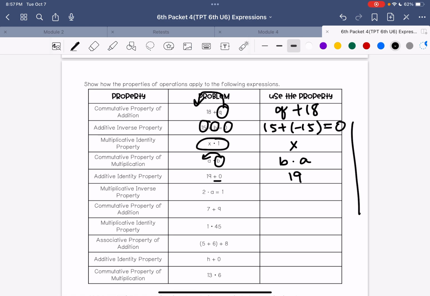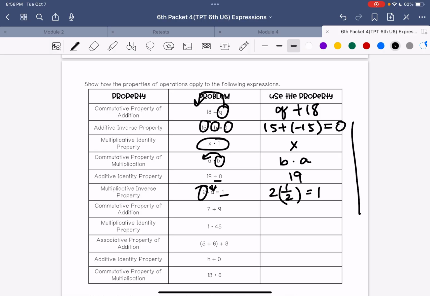Okay. 2 times A equals 1. I want my multiplicative inverse property, which tells me that if I want a number here that's going to multiply with this to give me 1, I'm going to do the inverse of it, or the reciprocal of the 2. So instead of 2 over 1, I'm going to flip it and I'm going to get 1/2. That times the 2 should give you 1 back.